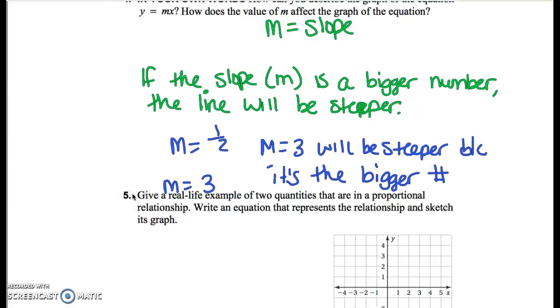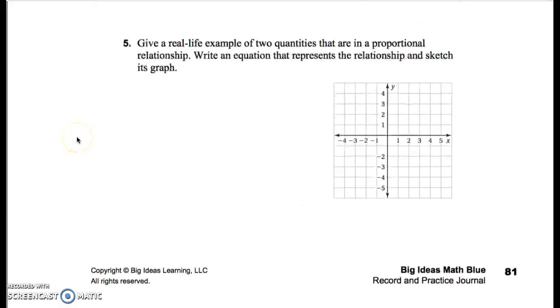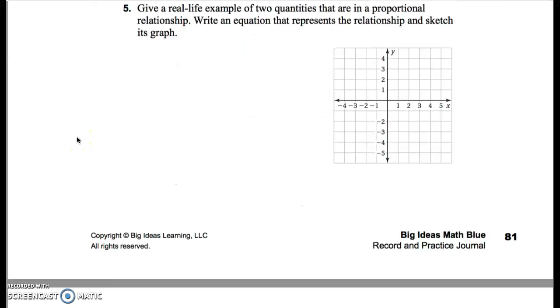It says, give a real-life example of two quantities that are in a proportional relationship. Okay, something that would have a constant pattern going on every time, and that would start at (0, 0). My mind automatically goes to two things. I automatically think of working a job. So obviously if you work 0 hours, you're not going to get paid. My mind also goes to traveling, and then the speed at which you're driving. So let's look at both of those and I'll explain how they work.